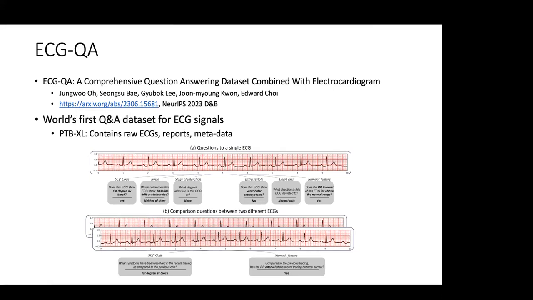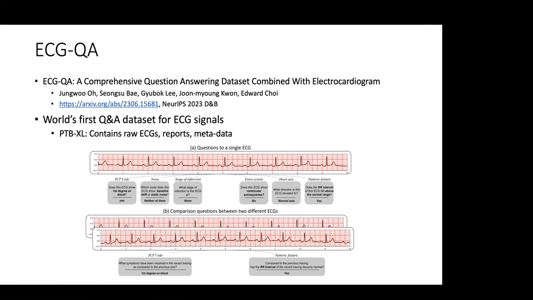Again, sorry for the promotional purposes, this is the first QA dataset for ECG signals. Based on a single ECG, you can ask questions about diagnosis, or whether there's baseline wander or noise, or numerical features like the QRS interval, the peak-to-peak or R-peak, and that kind of stuff. We also try to incorporate comparison questions, like: compared to this patient's last ECG and current ECG, is there any difference between the two?